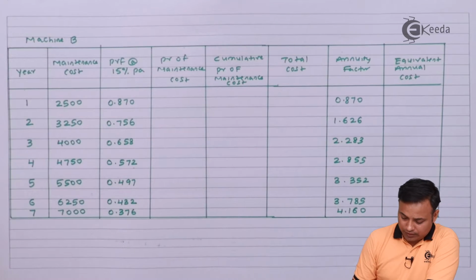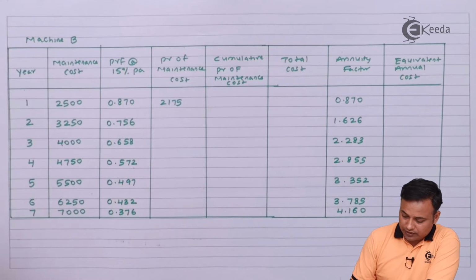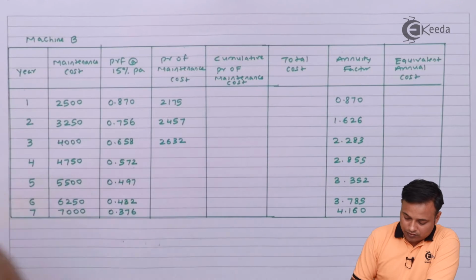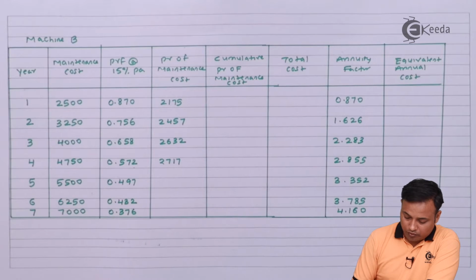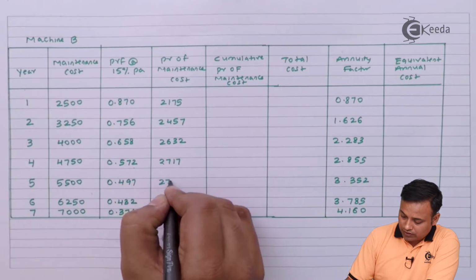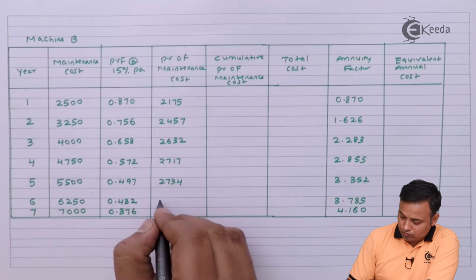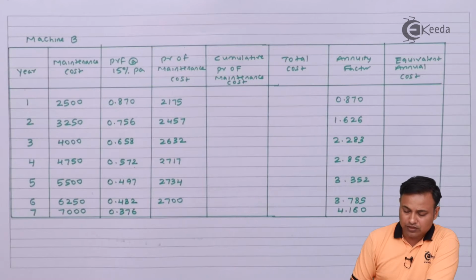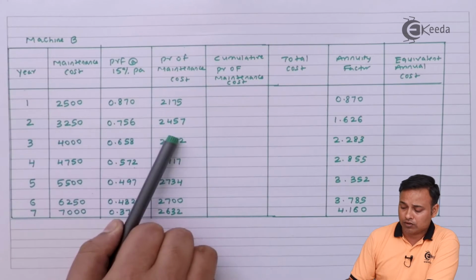With 2500 multiplied by 0.870, 3250 multiplied by 0.756, 4000 multiplied by 0.658, 4750 multiplied by 0.572, 5500 multiplied by 0.497, 2733.5, I will let it as 34, 625 into 0.432, and 7,000 multiplied by 0.376. So I simply multiplied these two and got these answers.